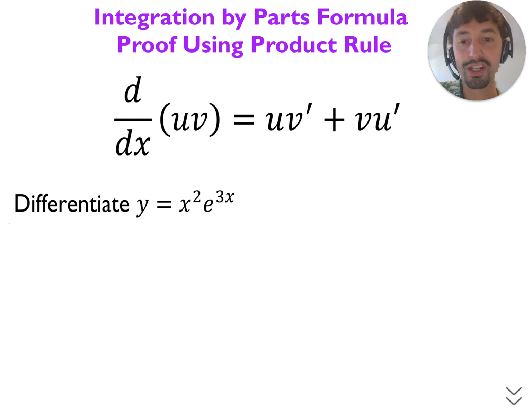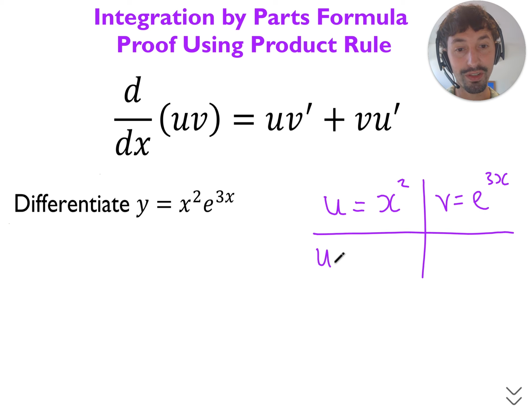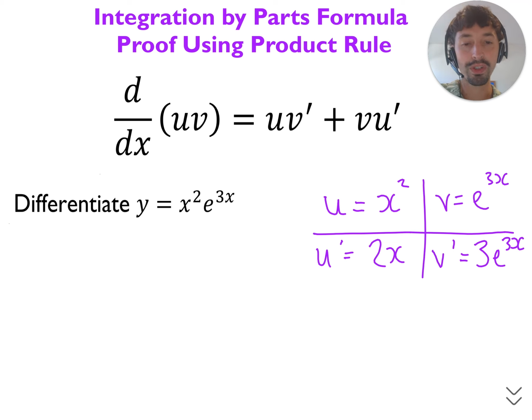So if we had, differentiate y equals x squared times e to the power of 3x. So the way I'd like to lay it out is label our functions. So if I said u is equal to x squared and v is equal to e to the power of 3x, then we make a little grid. If I then find the derivative of this one, so u dash would be 2x, and v dash using the chain rule, we'd end up with 3 e to the power of 3x. Once we lay it out like this, it's nice and easy to differentiate it.